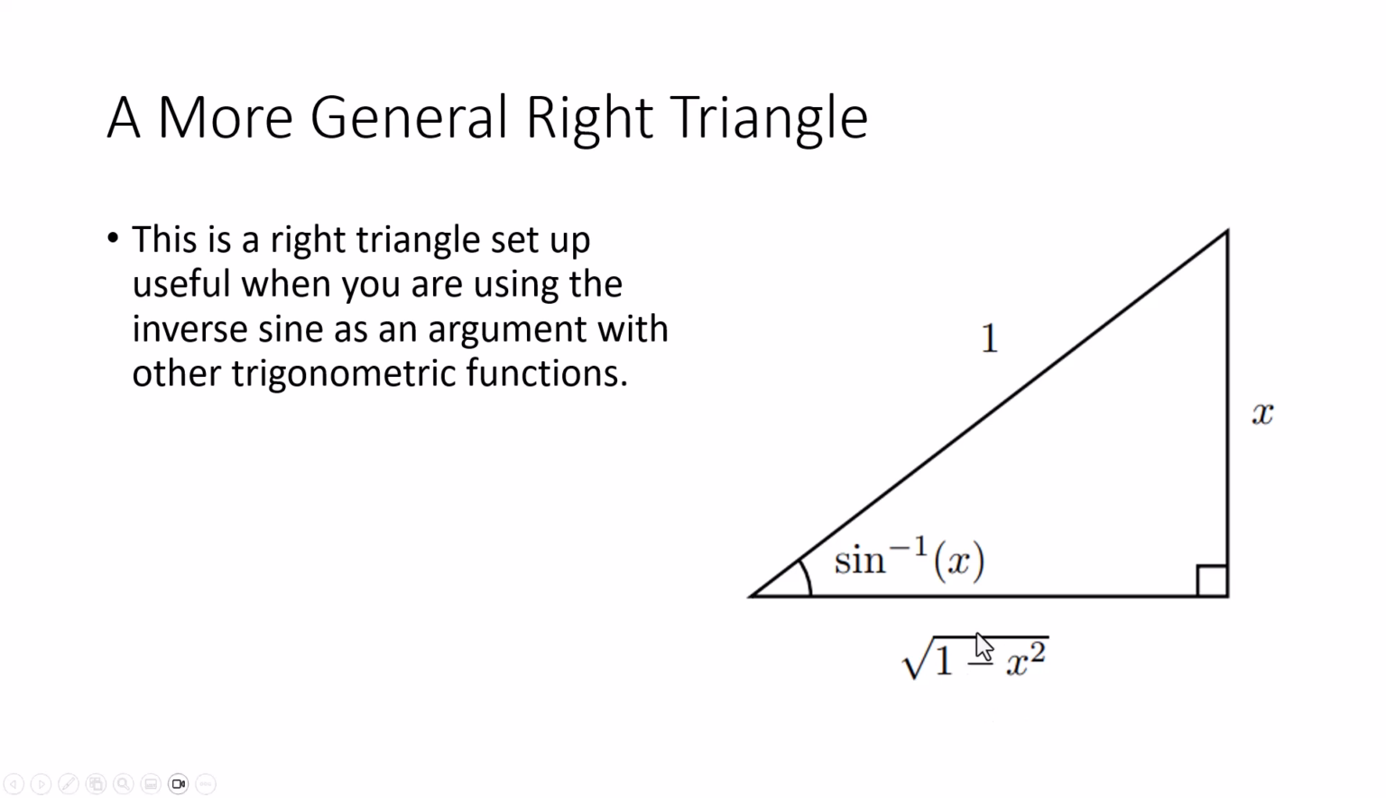So on this right triangle where we have the inverse sine of x, or the arcsine of x, remember that this tells us the ratio of opposite over hypotenuse. So with just an input x, the opposite side of that arcsine is going to be x. The hypotenuse will be 1. And then the Pythagorean theorem helps us determine the length of the adjacent side, which happens to be the square root of the quantity 1 minus x squared.